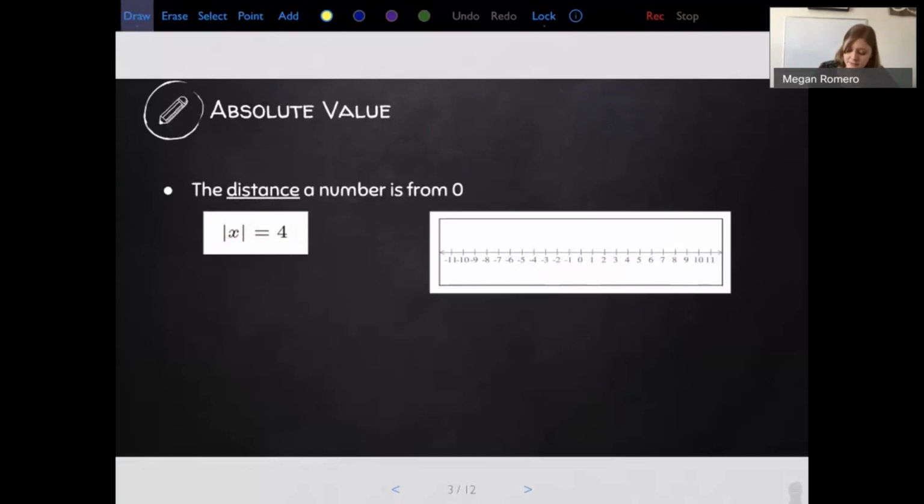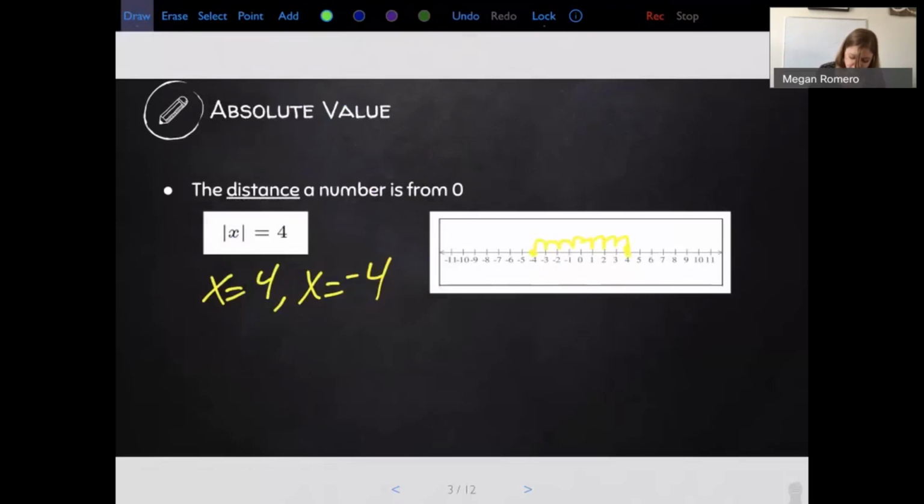So I have a picture of the number line. If we start at 0 and go to the right 4, we have 1, 2, 3, 4. And if we go to the left, 1, 2, 3, 4, we end up with two values that x could be. X equals 4 and x equals -4.